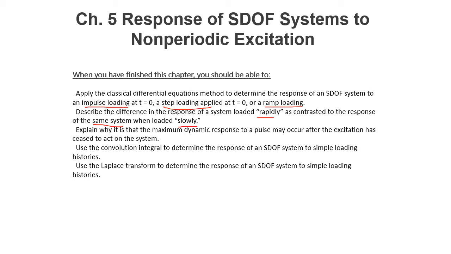So what's the difference between quickly loading it and slowly loading it? We also want to explain why the maximum dynamic response to a pulse may occur after excitation has ceased to act on a system. We're going to want to use the convolution integral to determine the response of a single degree of freedom system to simple loading histories. And last, we're going to take a look at Laplace transform again. You can use the Laplace transform to determine the response of a single degree of freedom system to simple loading histories.